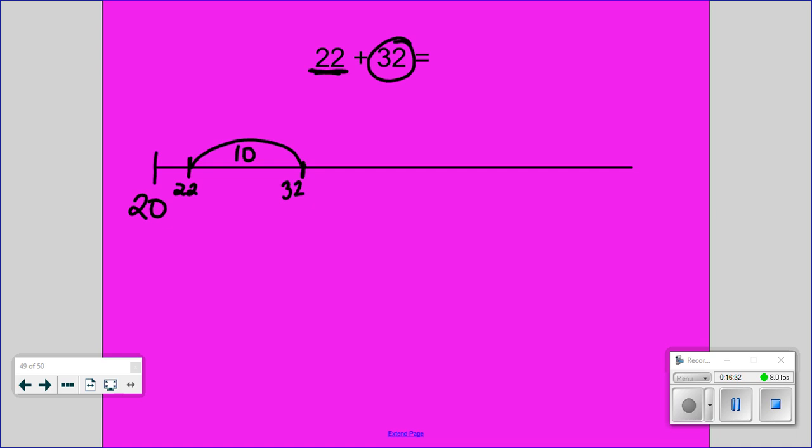No. That 32 right here is the number of jumps I have to do. I've only done one 10 jump. I have to do another 10 jump. Now where am I? 42. Arwen, where am I now? 42. 42. You should be writing.